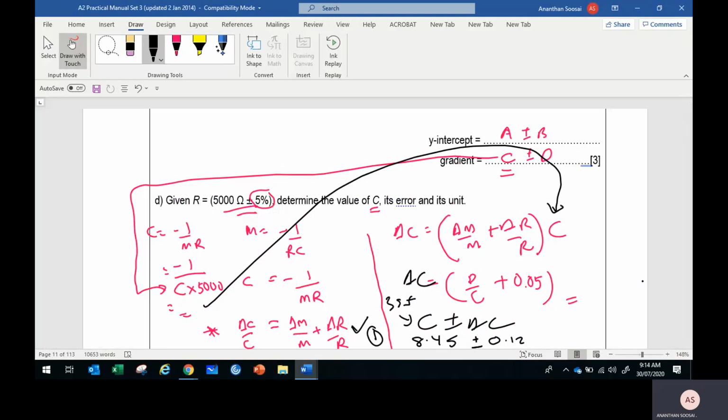And of course, please write the unit. Write the unit. Unit is like 1 mark, and range, of course, they might give 1 mark. The unit for this case is what? Capacitor, so farad, right?